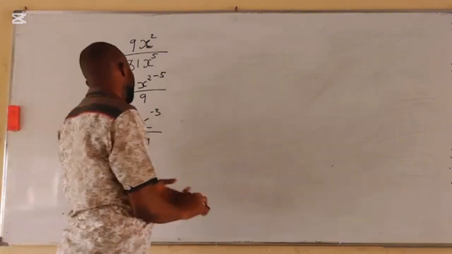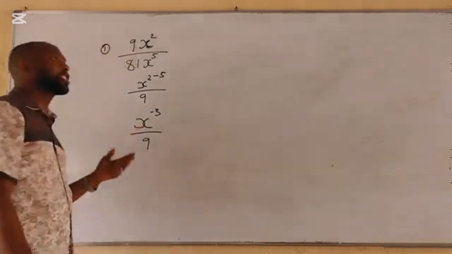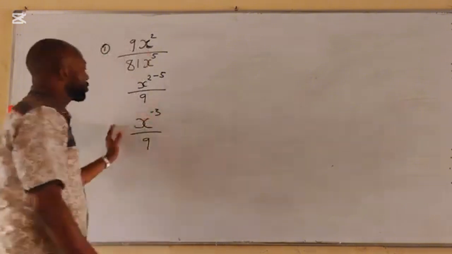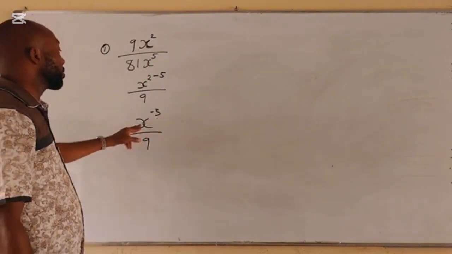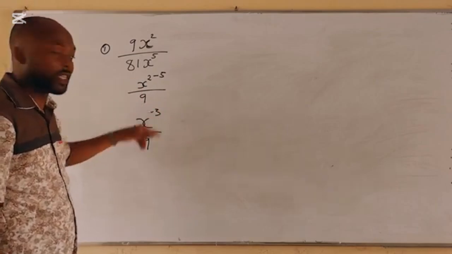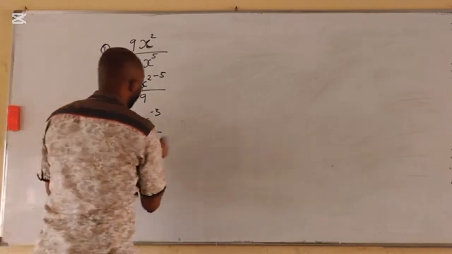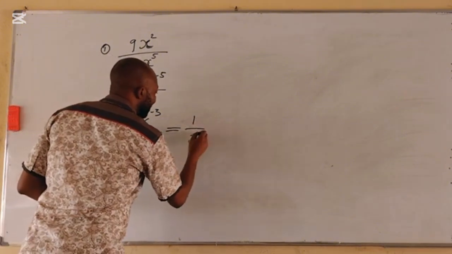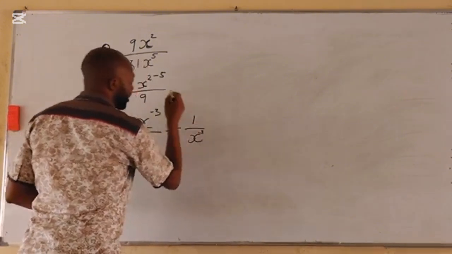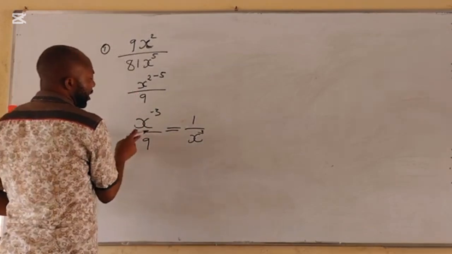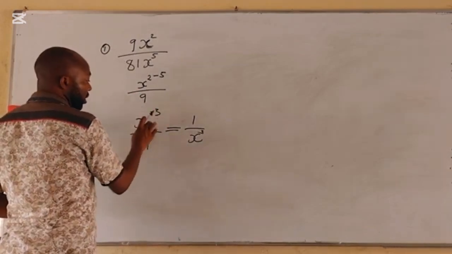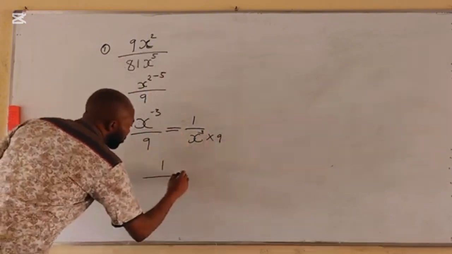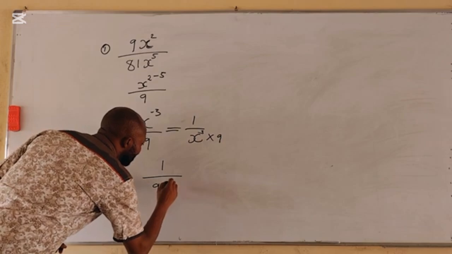Now, is that all? No. From the negative index law, it says that when a number is raised to a negative index, it is equal to the reciprocal raised to the same positive index. So if I want to break this down, I will say this x now becomes 1 over x, the reciprocal, raised to the positive index, which is 3. And there was a 9 down, so it will be times 9. So here I will have 1 over 9x raised to the power 3.